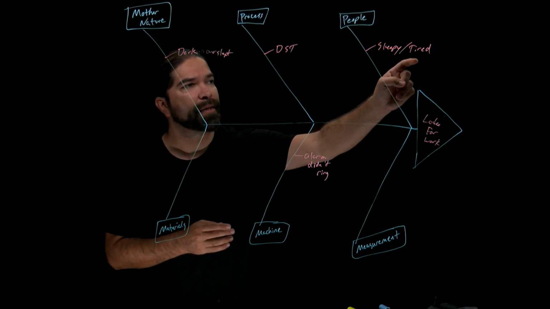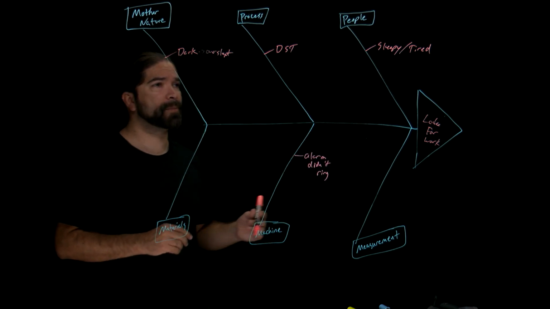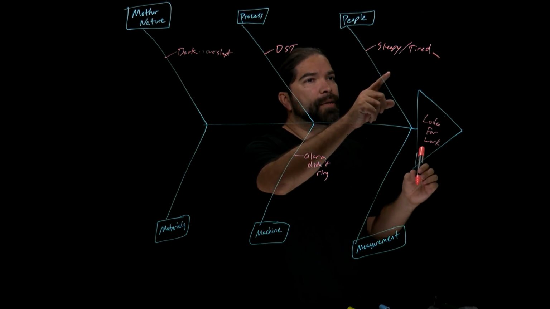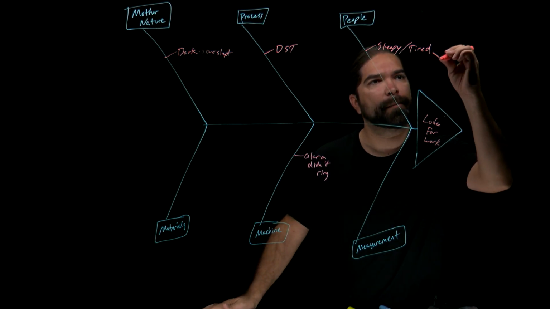So let's take a look at this sleepy and tired. I'm going to show you 2 different ways to do this. First off is you can just draw it on the board if you have a whiteboard. You could say sleepy, tired. Why? Because I was out partying last night.